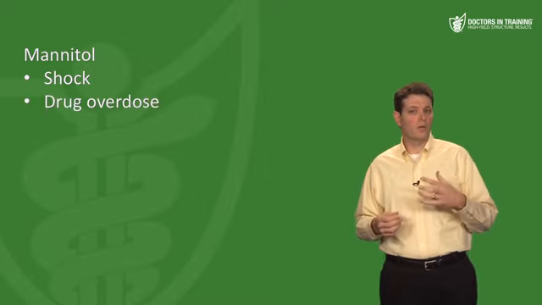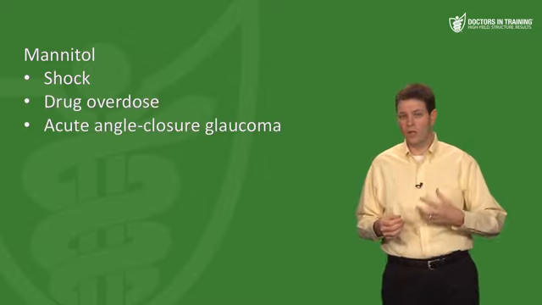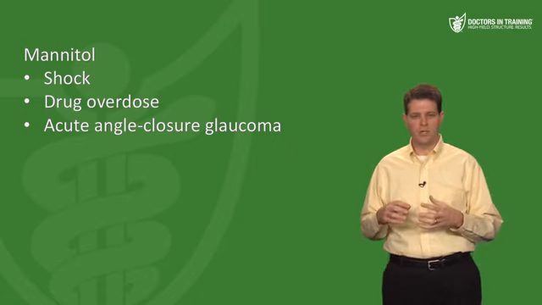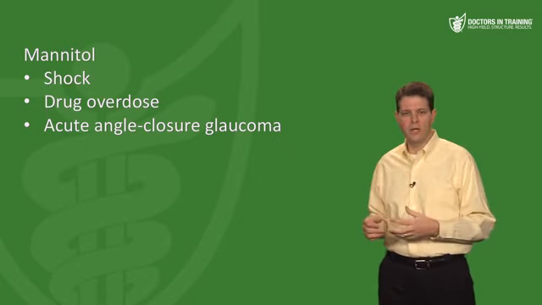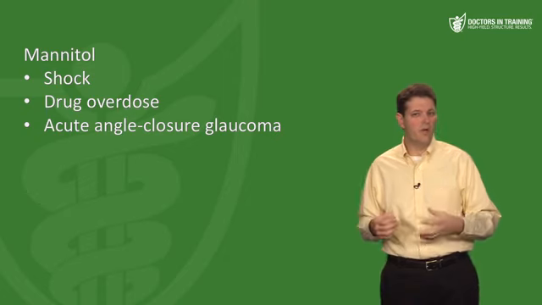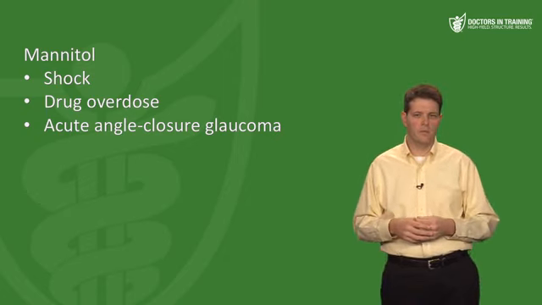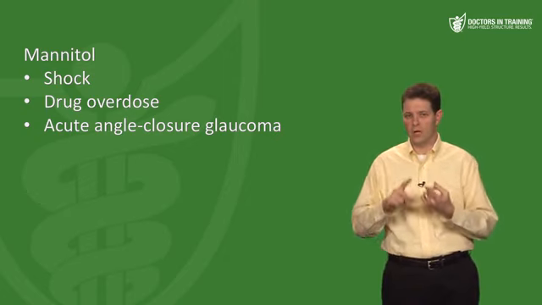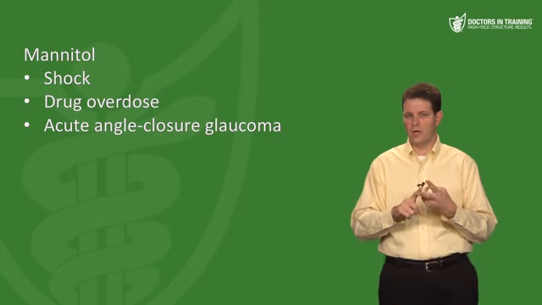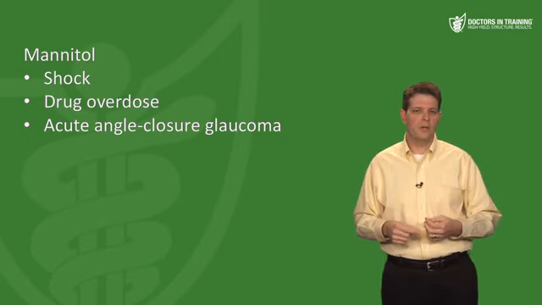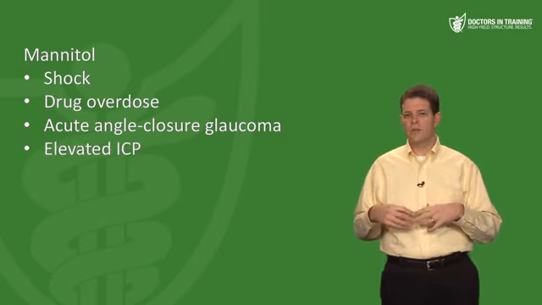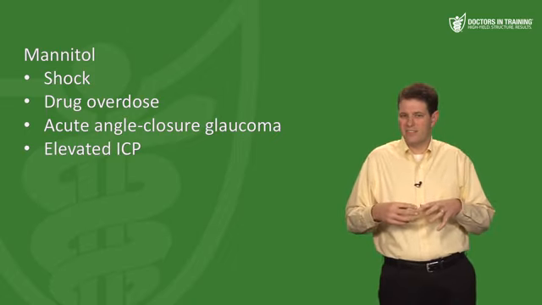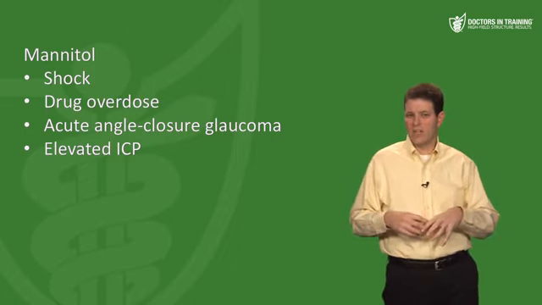Sometimes we use it to lower intraocular pressure in patients with acute angle closure glaucoma. You wouldn't want to treat chronic open-angle glaucoma with mannitol, but you might give IV mannitol for acute angle closure glaucoma. So remember, there are two diuretics that can be used to treat glaucoma, acetazolamide and mannitol. And sometimes we use mannitol to treat elevated intracranial pressure, not really because of its actions in the kidneys, but because of its actions elsewhere.